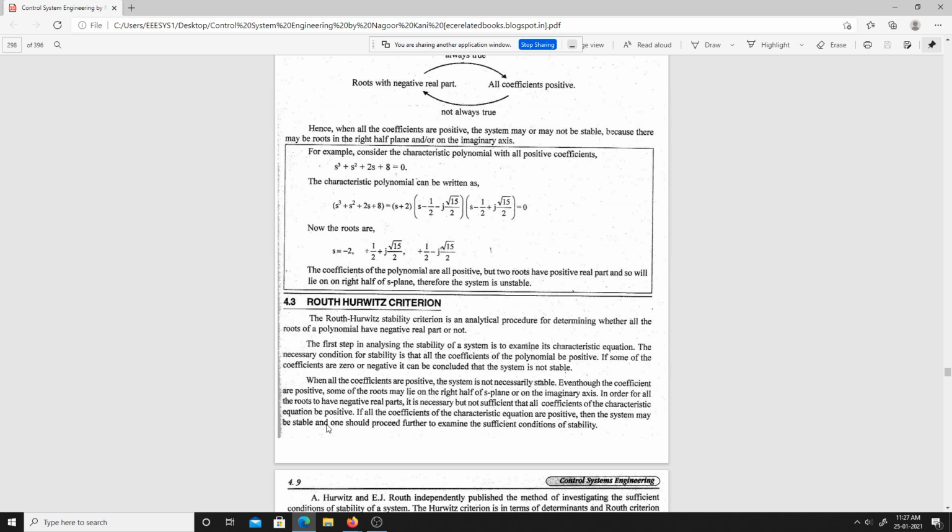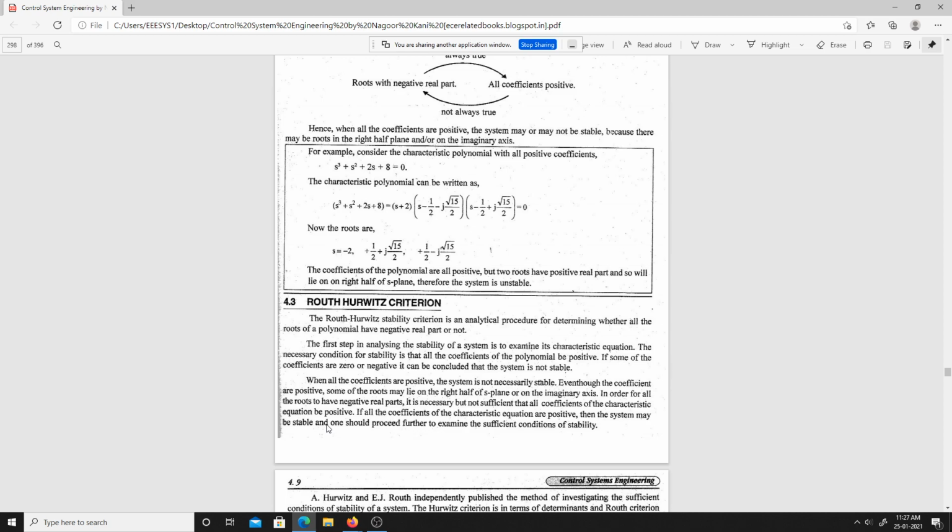All the coefficients of the polynomial must be positive. That is the first condition it has to satisfy. If any coefficient of the characteristic equation is negative, then it will be an unstable system. Directly we can say, the first step for finding out the stability is that all the coefficients of the polynomial must be positive. If some of the coefficients are 0 or negative, we conclude the system is unstable, not a stable system.